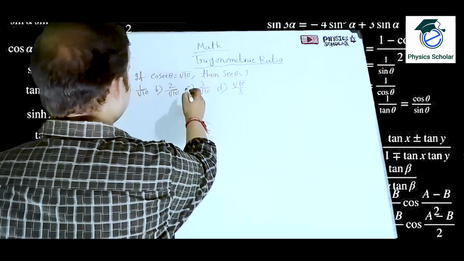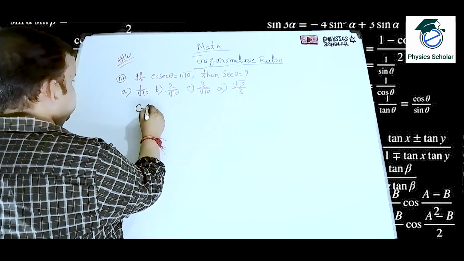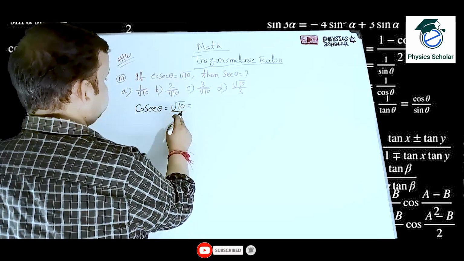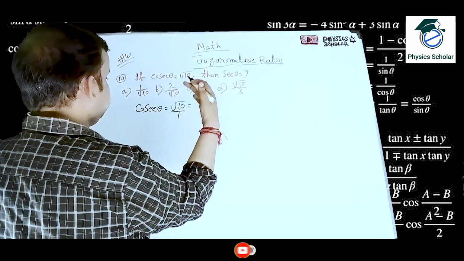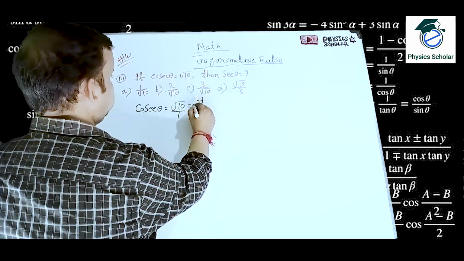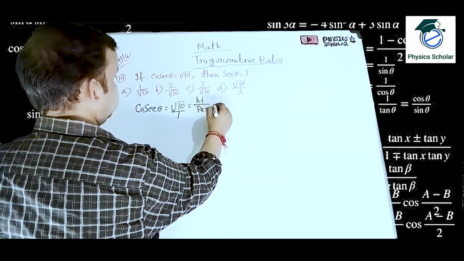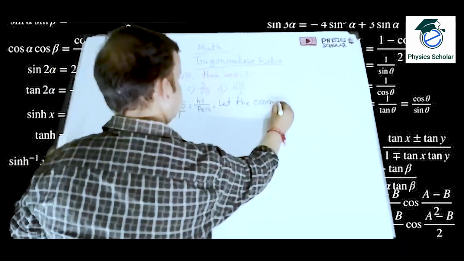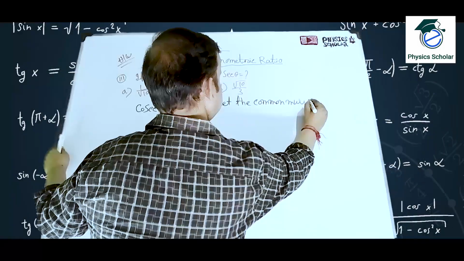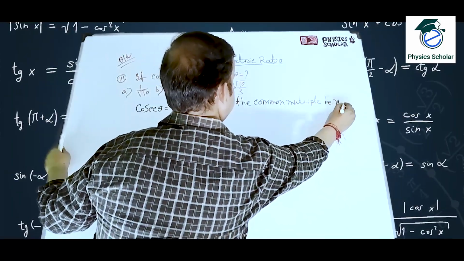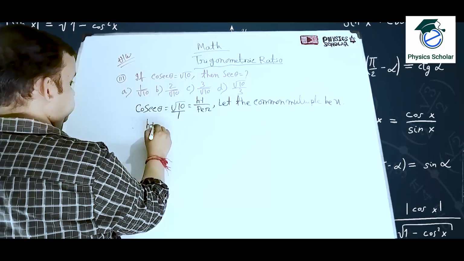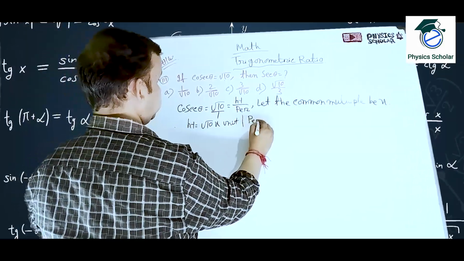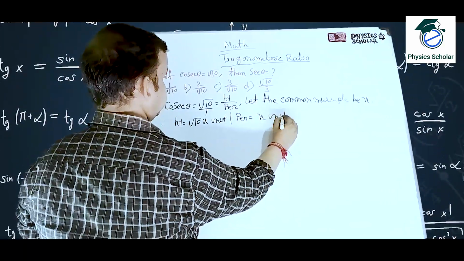Okay. So cosec theta is given. So cosec theta is equal to root 10. Cosec means what? Nothing is there means denominator will be 1. So cosec means reciprocal of sine. So it will be hypotenuse by perpendicular. Clear? So let the common multiple be x. So that means what? Hypotenuse is equal to root 10x unit and perpendicular is equal to x unit.